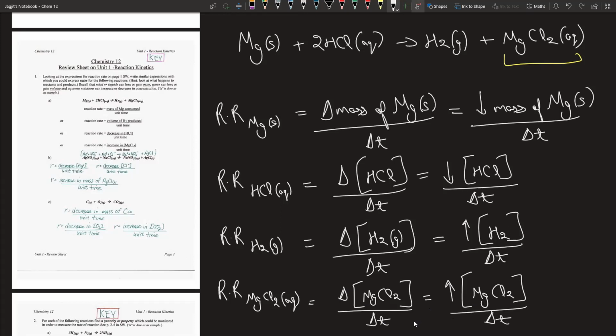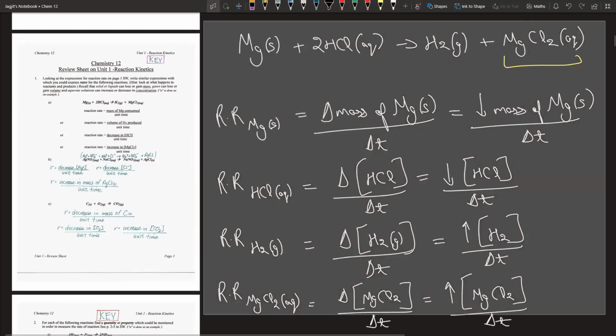So you see, we've been more specific over here, right? For the reactants, they're going to decrease. The products are going to increase. For solid, we talk about mass. For aqueous, we talk about concentration. For gases, again, we talk about concentration. There's a bunch of other factors we can use for gases, such as pressure and volume, but we're going to talk about those afterwards. The main factor we use is still concentration for gases. So far, so good?